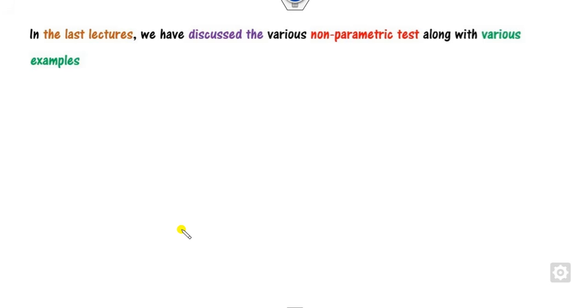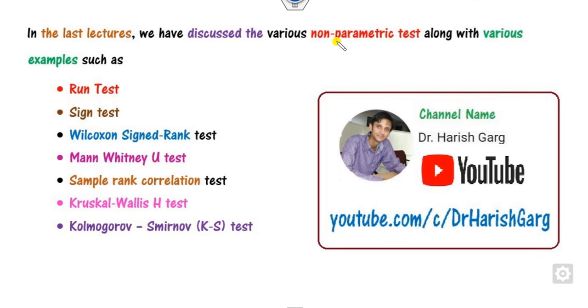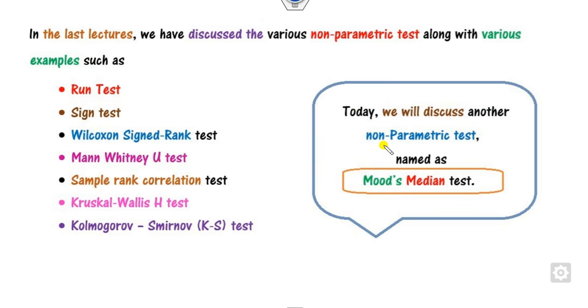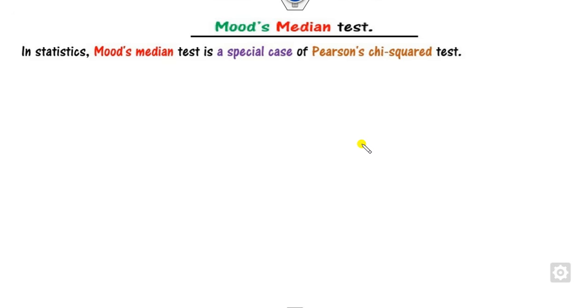So what we have discussed so far are various types of non-parametric tests like run, sign, and Wilcoxon, all available on my YouTube channel. Now in this lecture we will see how you can define and learn about the Mood median test. Mood is a statistician who defined this median test. It is a class of non-parametric testing. In statistics, the Mood median test is a special case of the chi-square test of hypothesis.